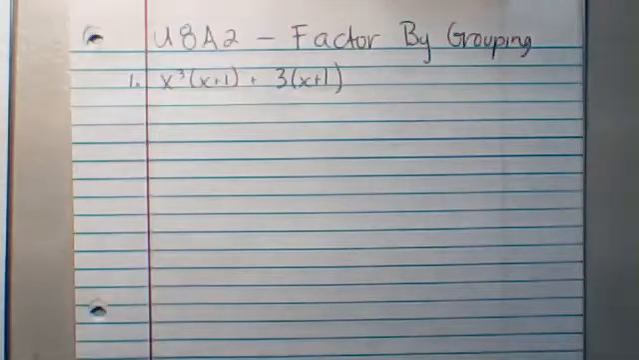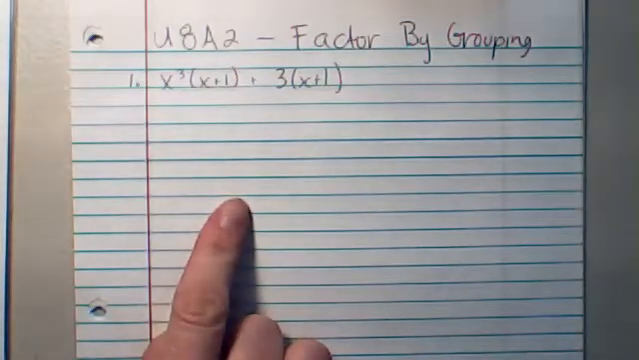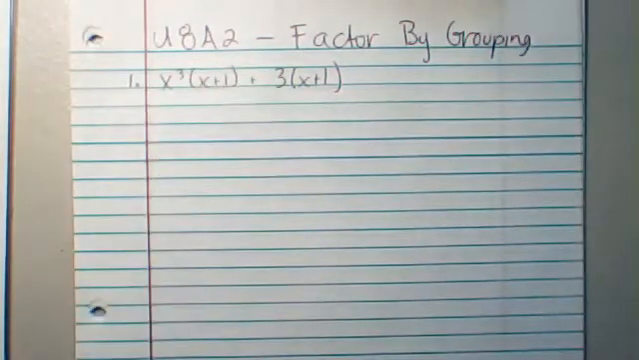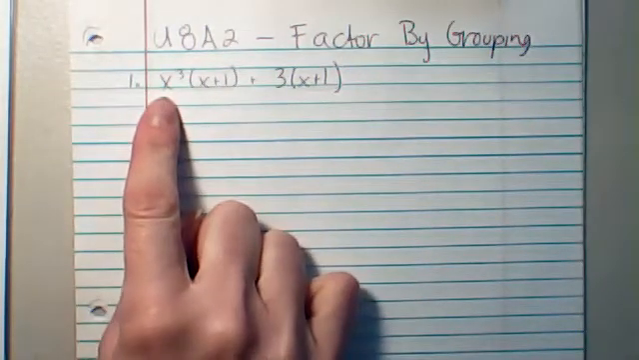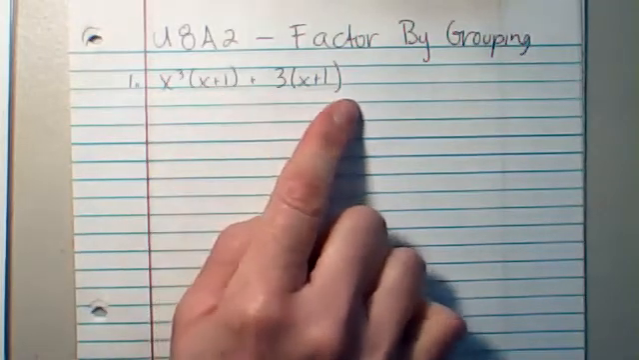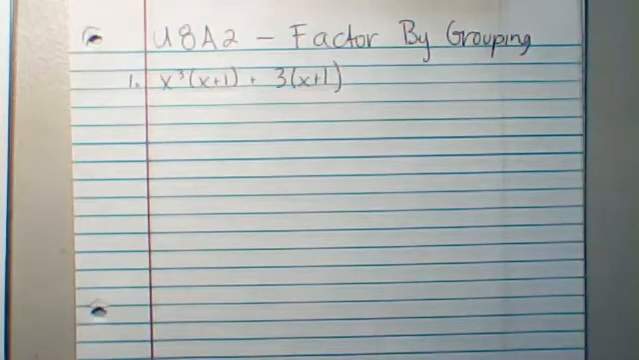So since I don't have the worksheet at home, I just looked at the computer and I wrote down that's Unit 8, Assignment 2, Factor by Grouping. Problem 1 is x cubed times quantity x plus 1 plus 3 times the quantity x plus 1. So I went ahead and just wrote that down, and then I'm going to do the problem.